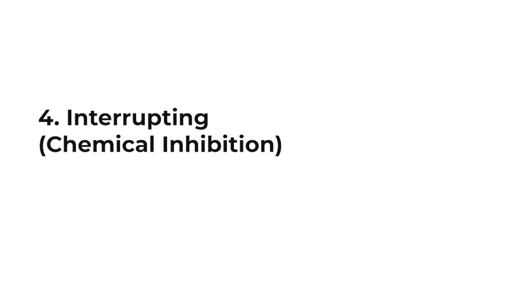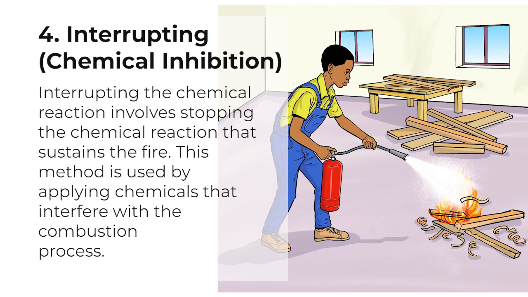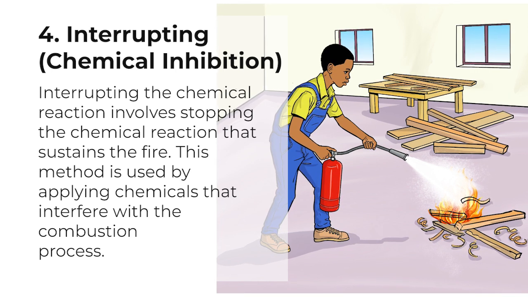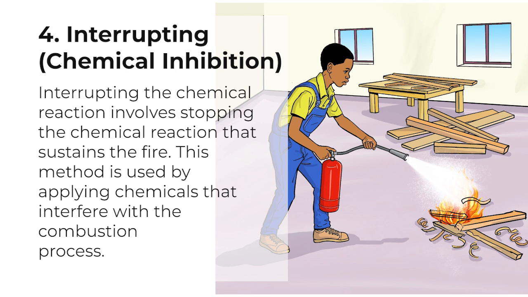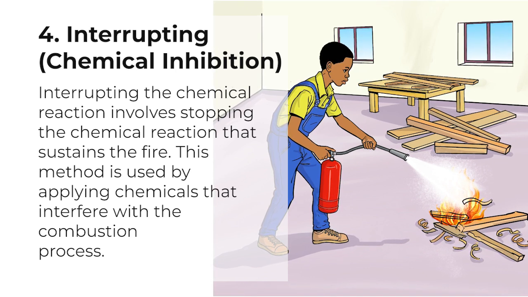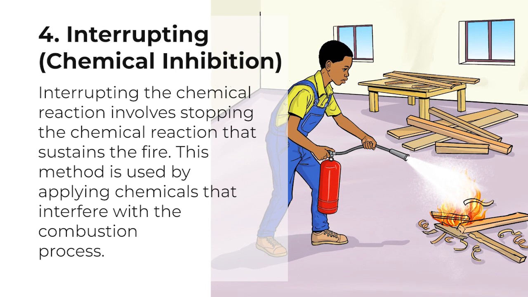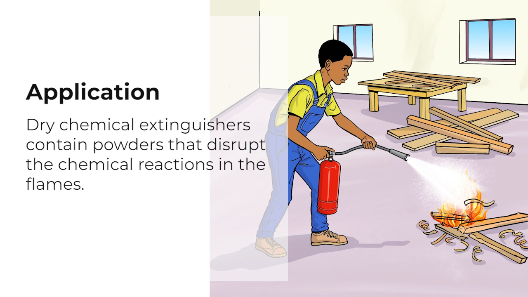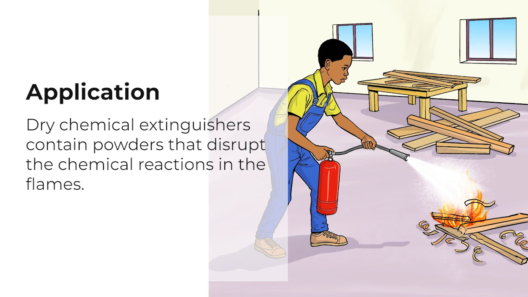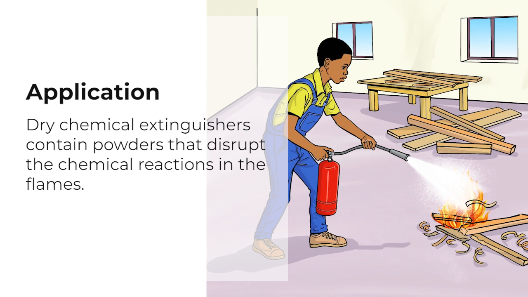Number 4 is interrupting, or chemical inhibition. Interrupting the chemical reaction involves stopping the chemical reaction that sustains the fire. This method is used by applying chemicals that interfere with the combustion process. Dry chemical extinguishers contain chemicals that disrupt the chemical reaction in flames.